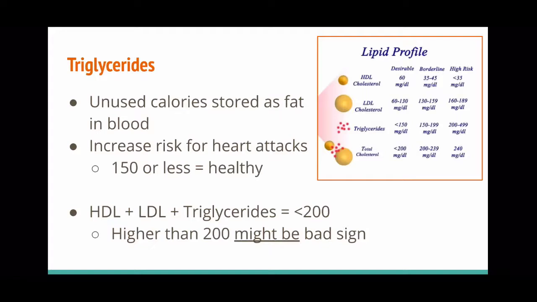So added up, your entire lipid profile, which includes your HDL levels, added to your LDL levels, added to your triglycerides, should be no more than 200. If you have a number that's higher than 200, that might be reason to see your doctor about getting those numbers down. However, if your number is over 200 because you have a high HDL count, that is not considered unhealthy. Rather have more HDL versus the other three.